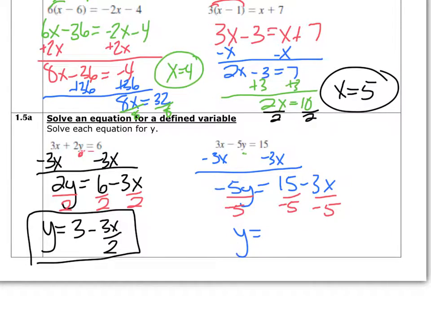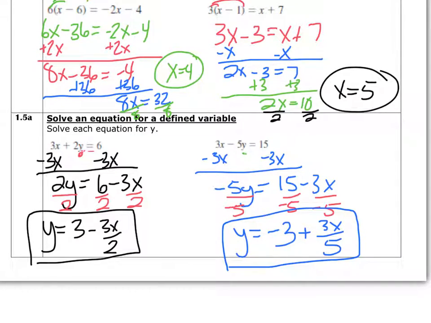In your calculator, if you check, it's negative 3. Here I have a negative divided by a negative. A negative divided by a negative actually becomes a positive, and then it's going to be the 3x over 5. So the final answer is this.